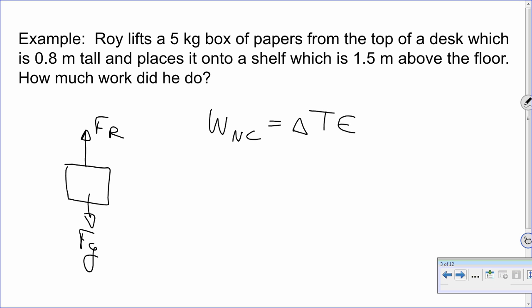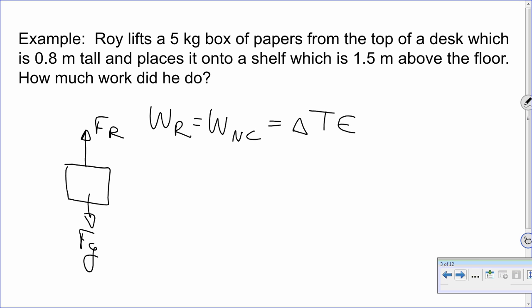Well, again, I know you just answered this, but what's the only non-conservative force? Roy. So that means that the work that Roy does is our change in total energy, because he's the only non-conservative force. Follow?